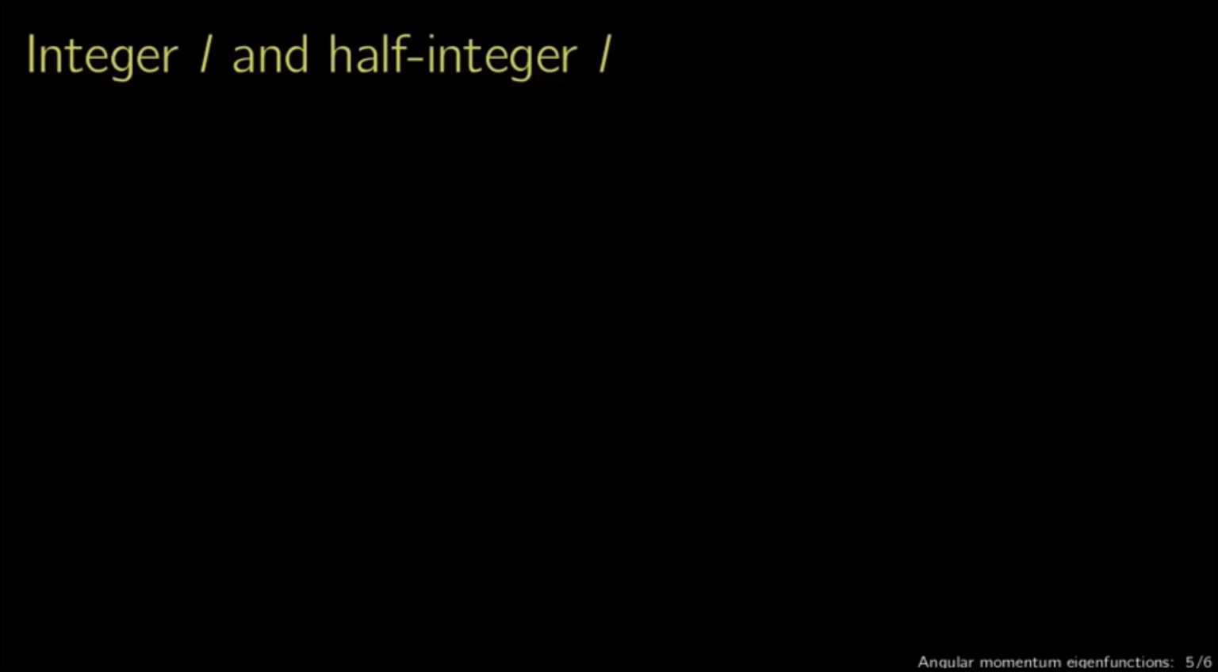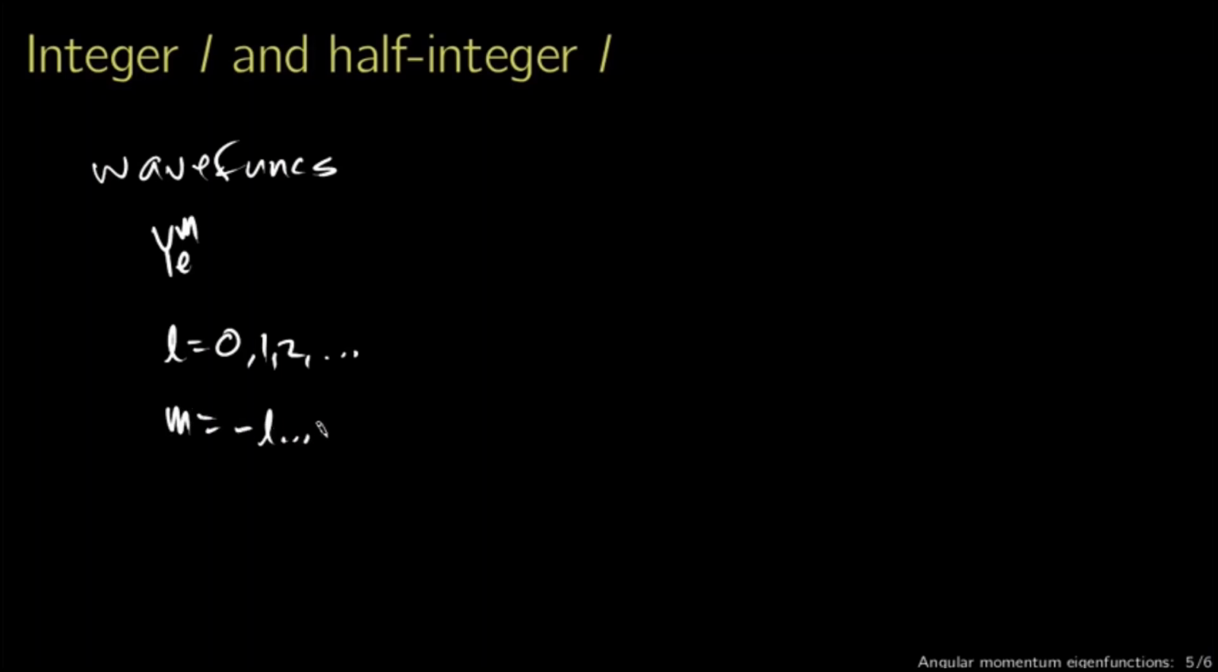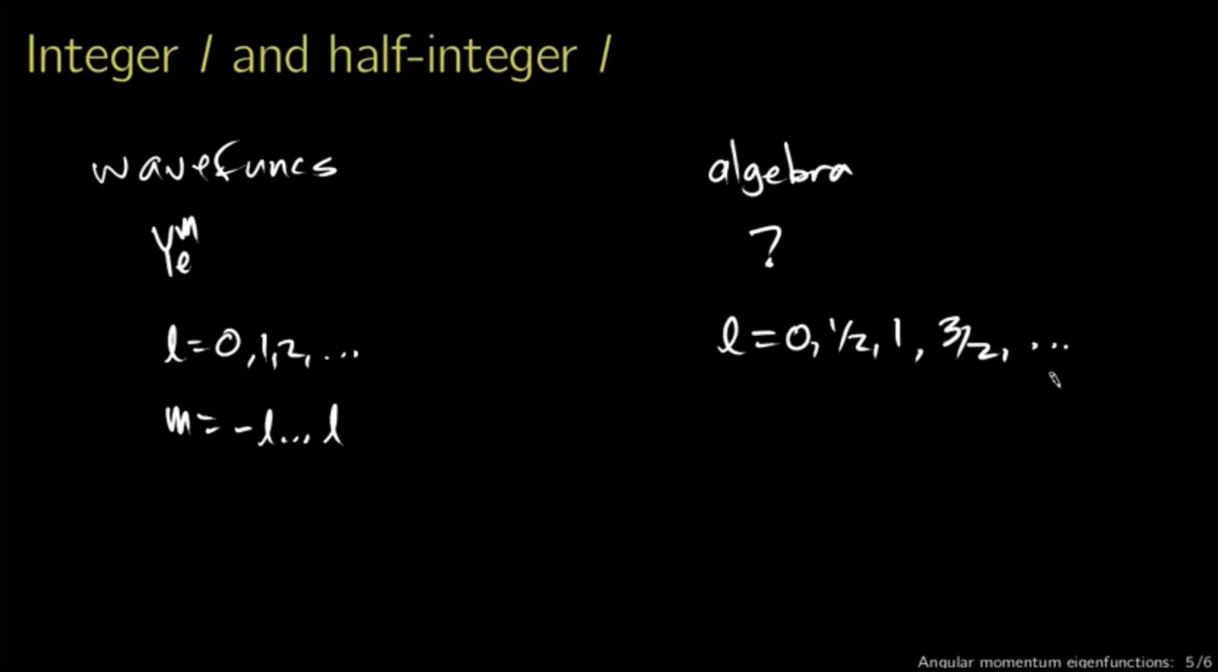If I'm talking about wave functions, I have to have Y_L^M for my solution. That means I have to have L being 0, 1, 2, etc. and M being minus L up to L. If what I'm just talking about, though, is the algebra of things, then I don't really know what the solutions look like. But I can have L is 0 or 1/2 or 1 or 3/2. This is interesting. My M values are going to behave the same way, minus L going up to L.